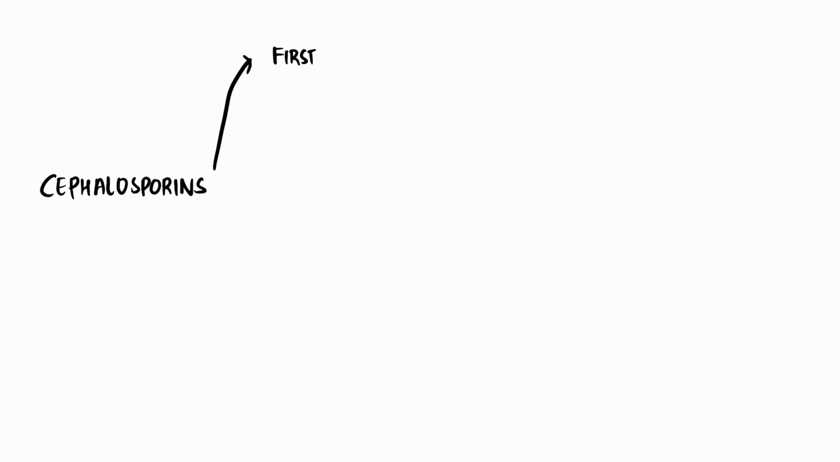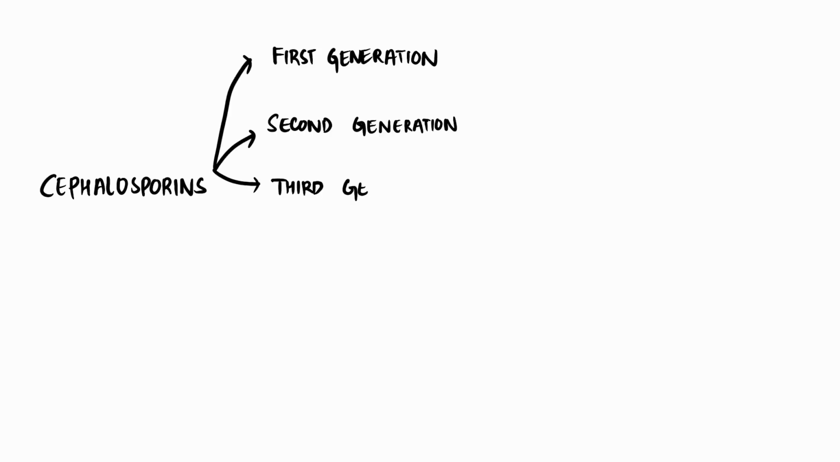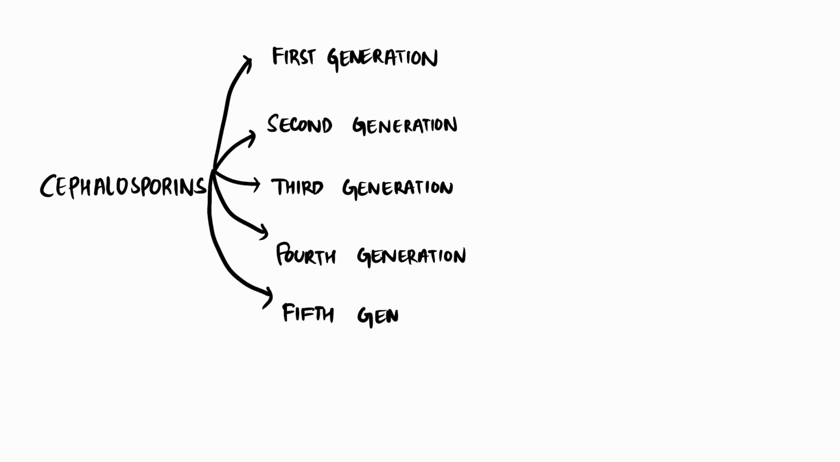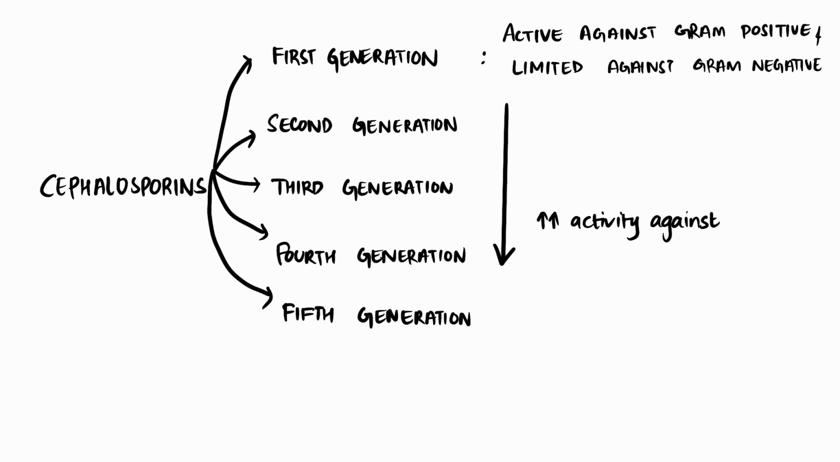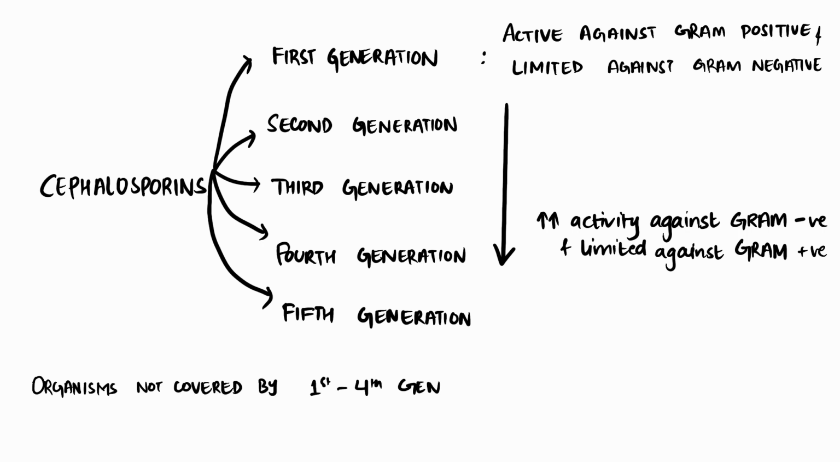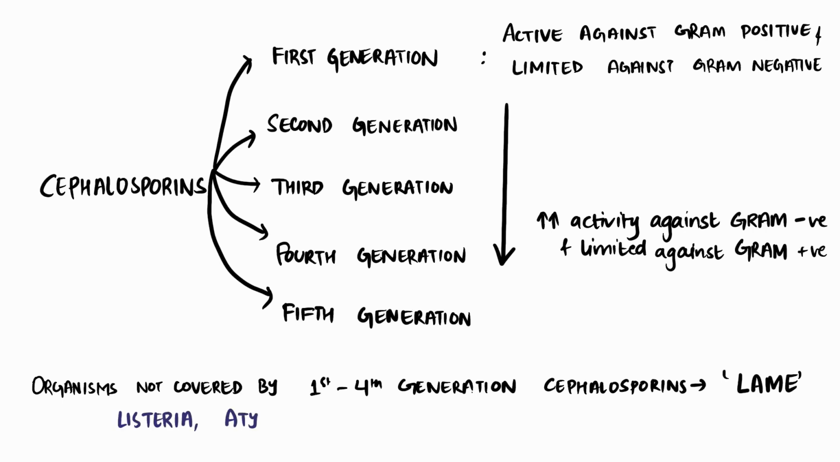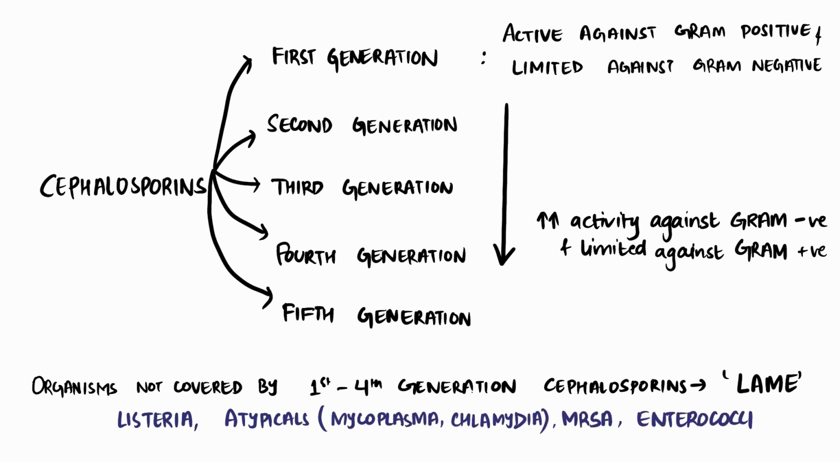Based on their antimicrobial spectrum, cephalosporins can be divided into 5 generations. The first generation is primarily active against gram-positive bacteria and limited against gram-negative organisms. Subsequent generations have increased activity against gram-negative bacteria and are limited against gram-positive bacteria. Organisms not covered by first to fourth generation cephalosporins can be represented by a mnemonic called LAME, which stands for Listeria, atypicals, that includes Mycoplasma and Chlamydia, MRSA, and Enterococci.